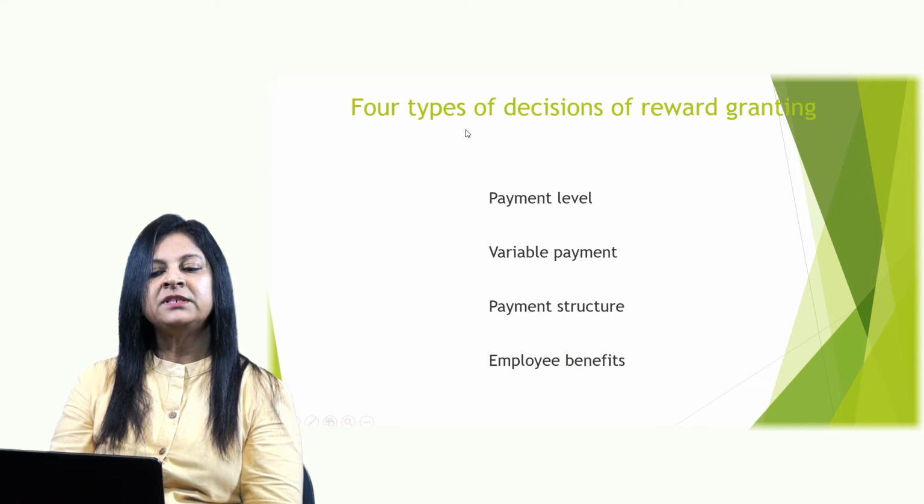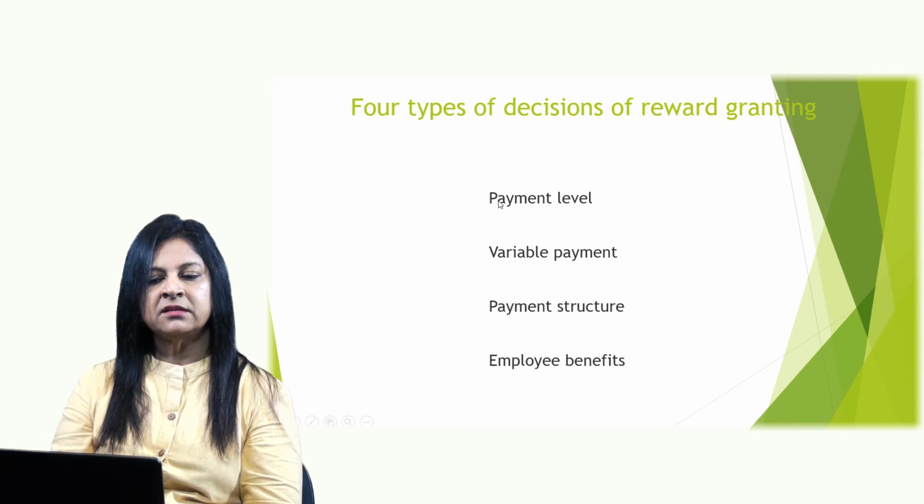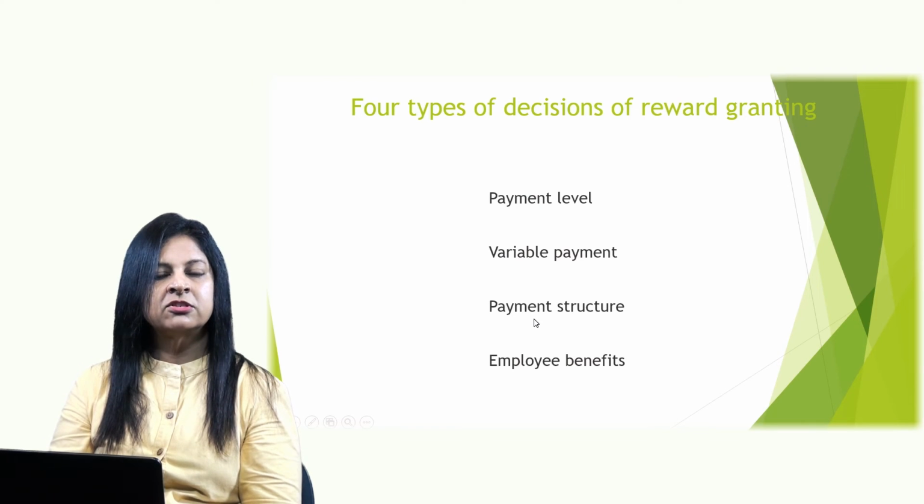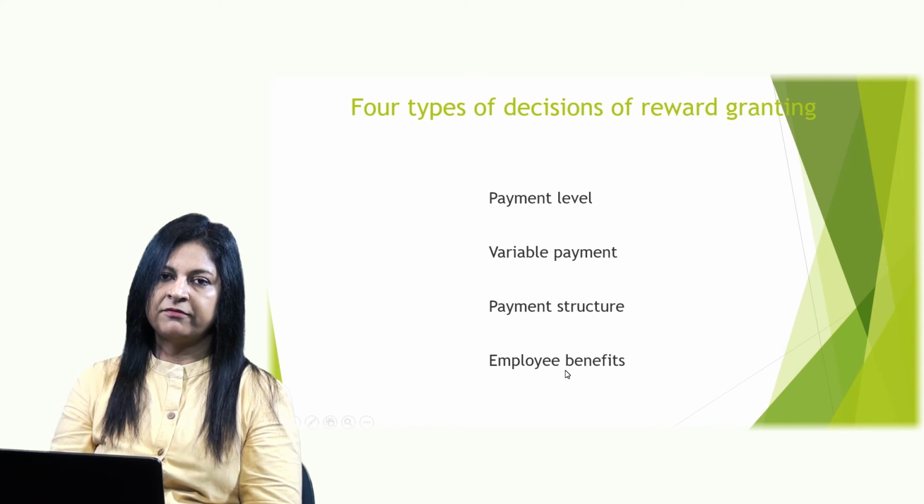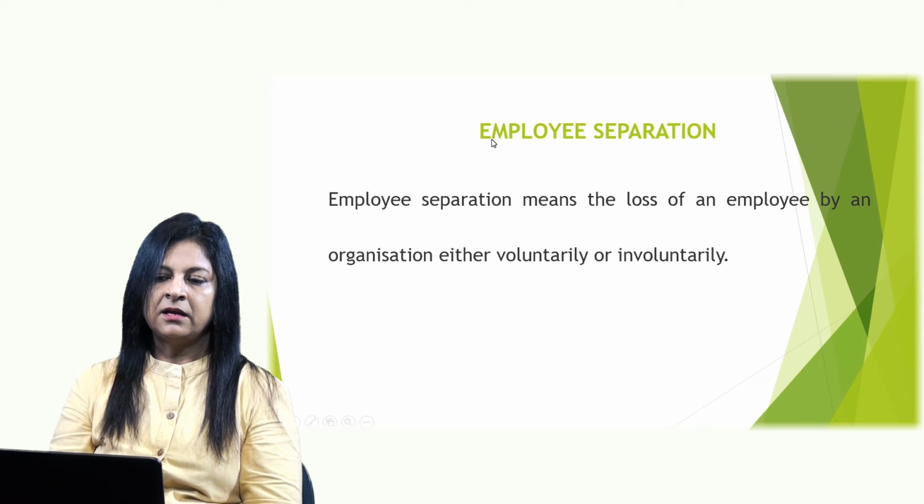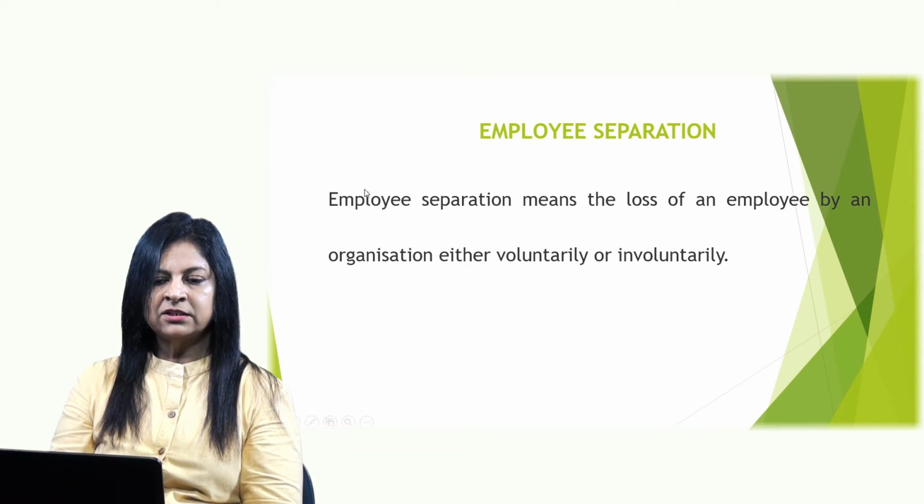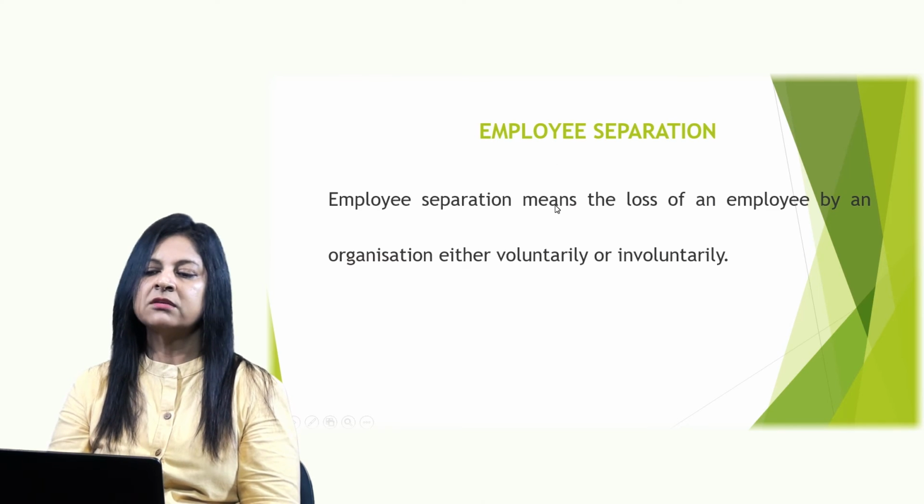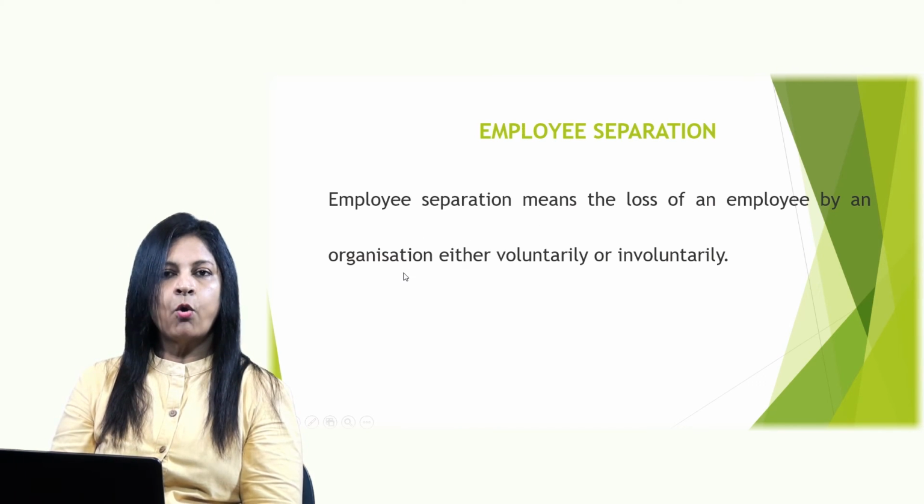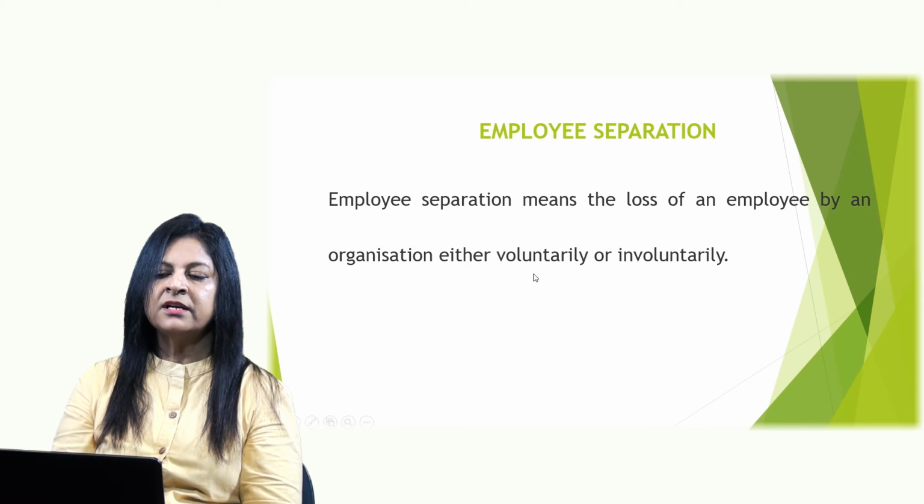There are 4 types of decisions of reward granting: payment level, variable payment, payment structure, and employee benefits. Let's look at the employee separation. Actually, employee separation means the loss of an employee by an organization, either voluntarily or involuntarily.